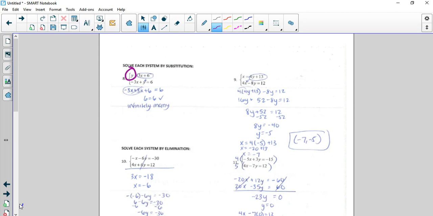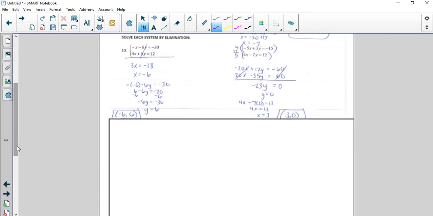They're parallel. On number 9, it's also already solved for x, so just plop 4y plus 13 in for x, distribute, solve, you get y equals -5. Once you have that, plug this in right there and solve for x.